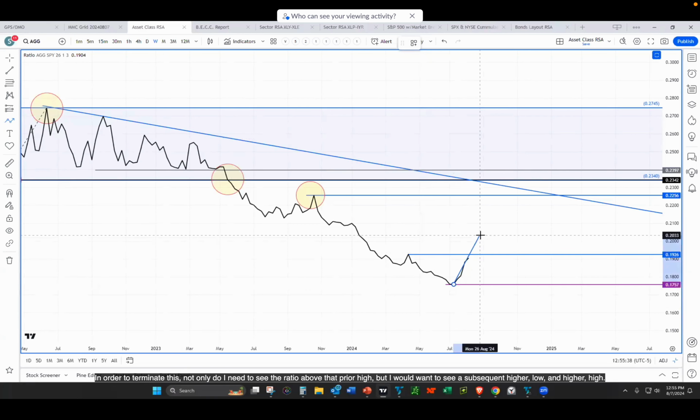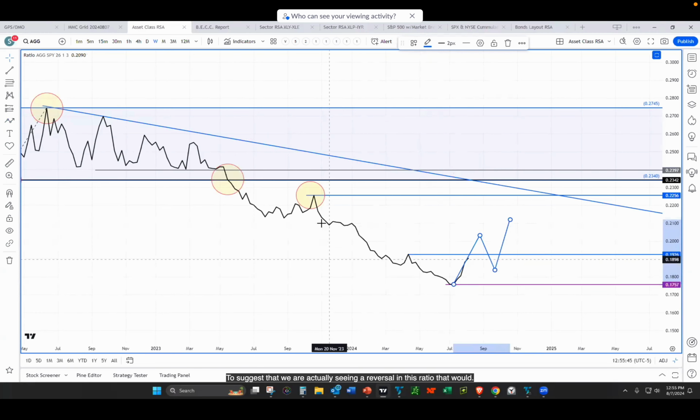So going forward, in order to terminate this, not only do I need to see the ratio trade up above that prior high, but I would want to see a subsequent higher low and higher high to suggest that we are actually seeing a reversal in this ratio that would kind of support the argument that money is rotating out of stocks and into bonds.